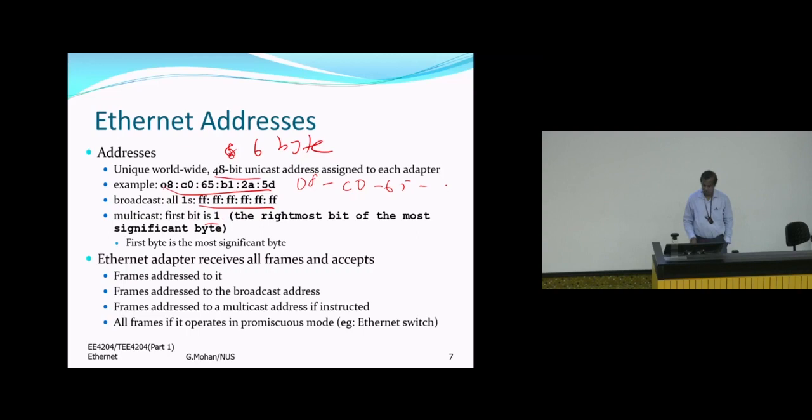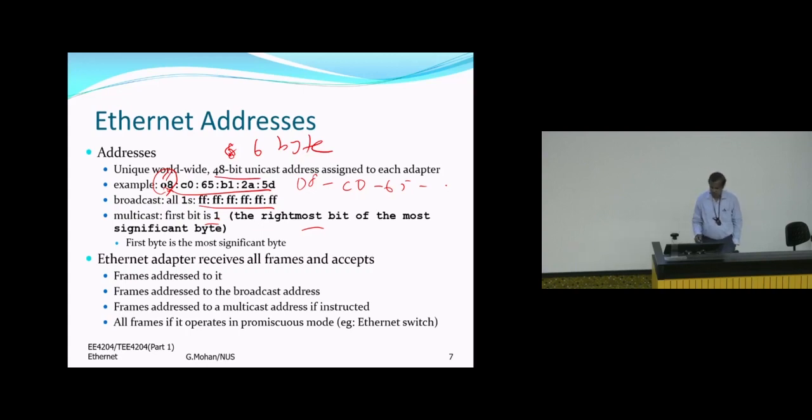What do you mean by first bit? This is the first byte. And the rightmost bit, that is the LSB of this, is the first bit, maybe the first bit to be transmitted. So here it ends with 8. 8 is 1000, so it's a unicast address. It's not multicast. But if the LSB of the first byte is 1, then it's a multicast address. But our adapter addresses are unicast addresses. Whether it's multicast or broadcast, it's only when the frame carries that address, not your adapter.